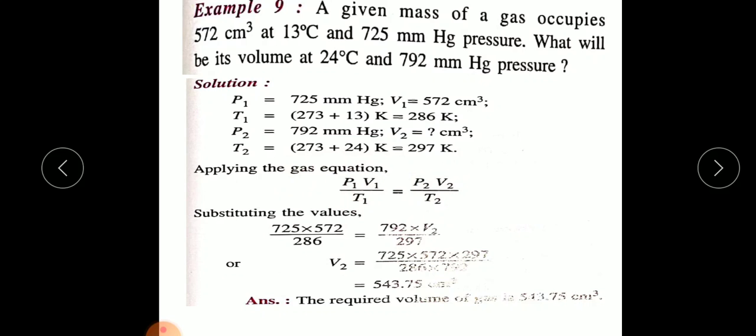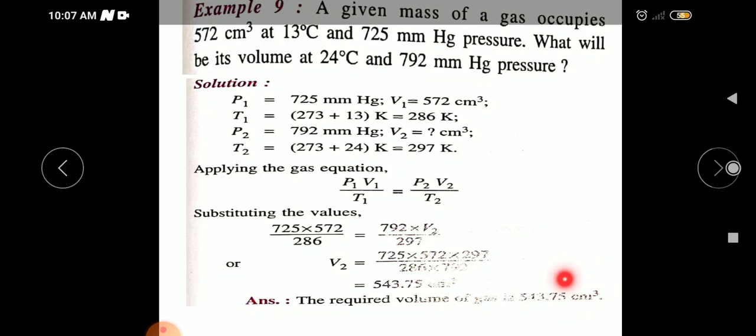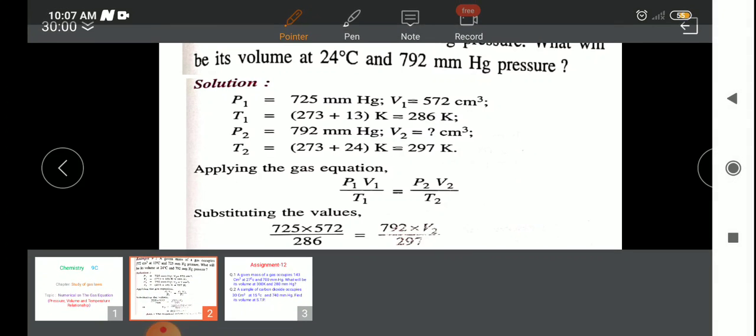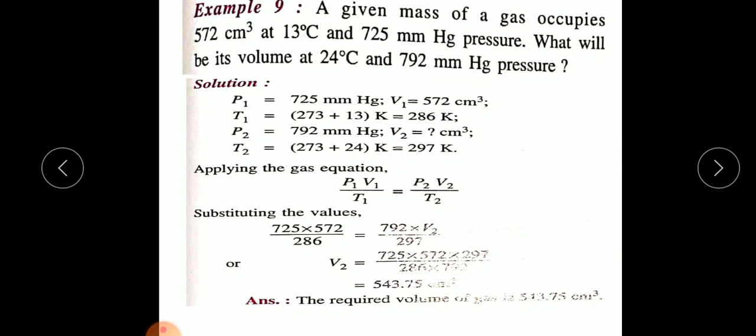So P1 is 725, V1 is 572, T1 is 286, P2 is 792, V2 we need to calculate, and T2 is 297. So from this you get the value for V2. By simplifying it, finally you will get the value for V2 as 543.75 centimeter cube. Now the required volume of gas is 543.75 centimeter cube. Don't forget to write down the unit. So this is how we can solve the numerical based on the gas equation.